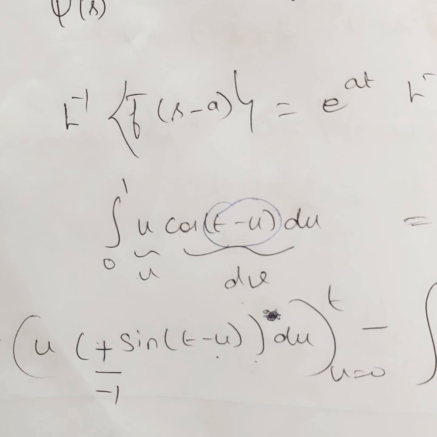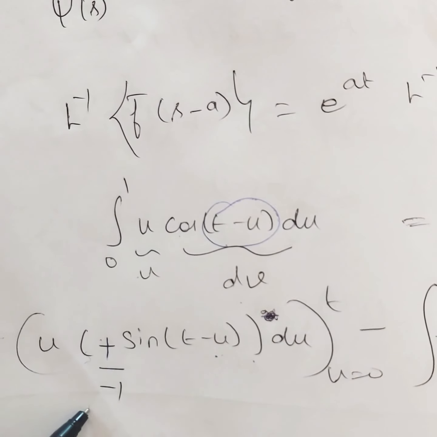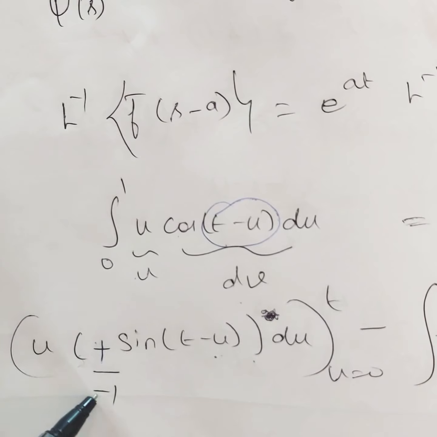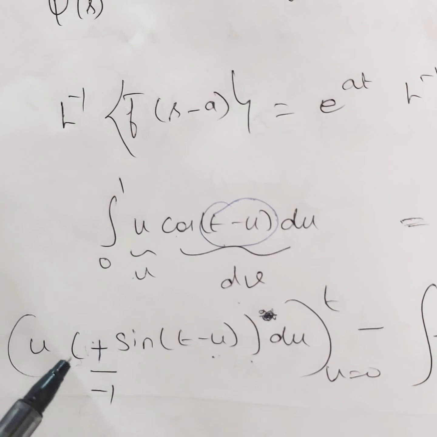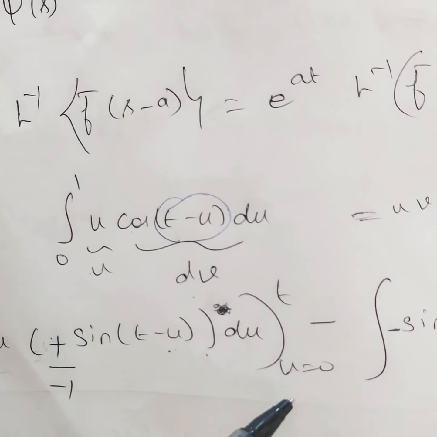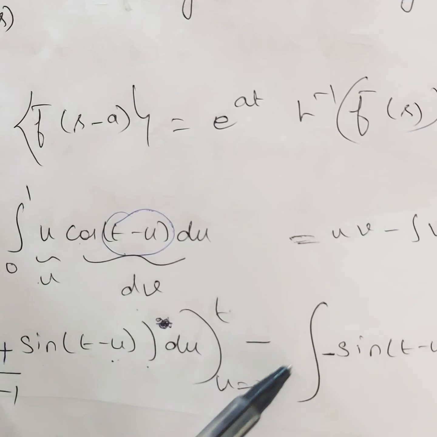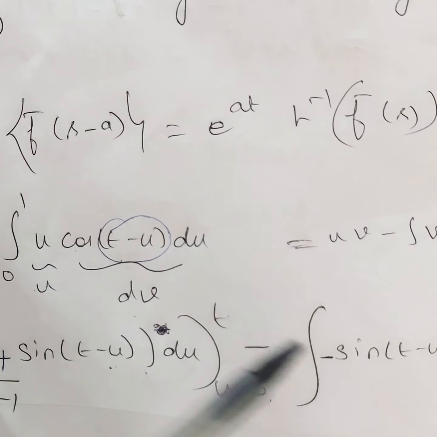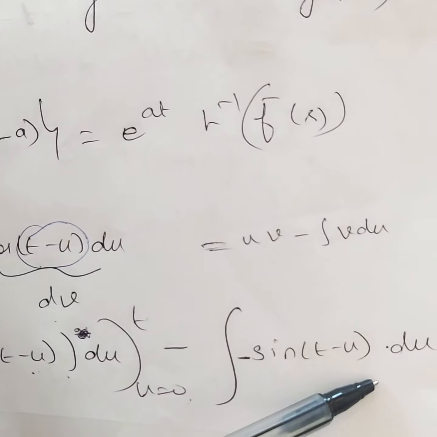That is actually, if you see, the integral of cos is plus sine only, but with t minus u. So when you differentiate that, that constant will come in the denominator. So plus by minus, that is why we have written minus in the beginning. So uv, and the limit is from u equal to 0 to t, minus integral of v, which is this minus sine of t minus u du.